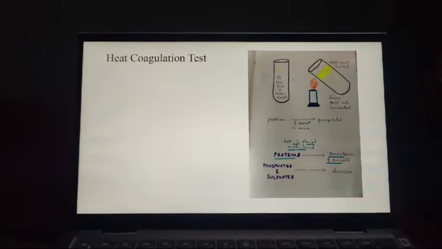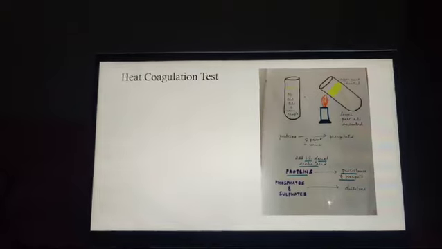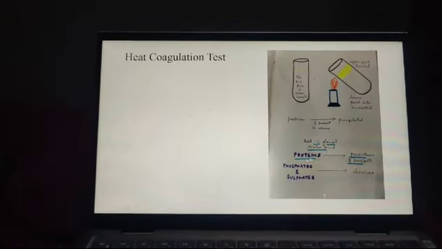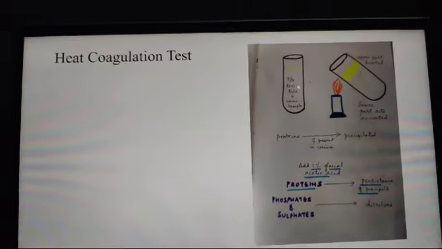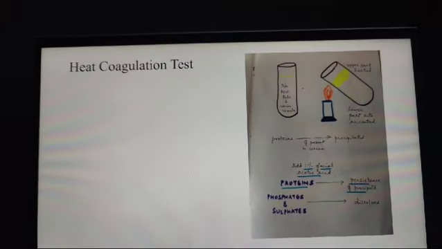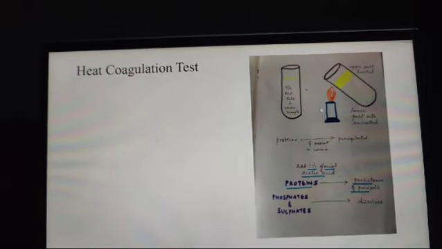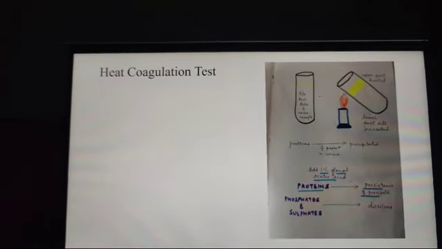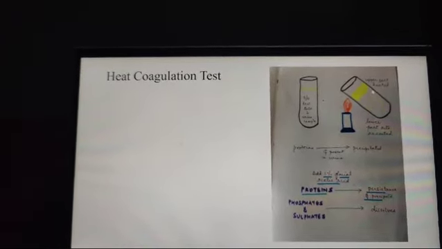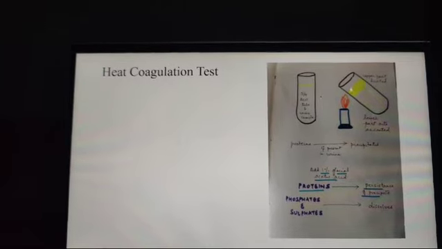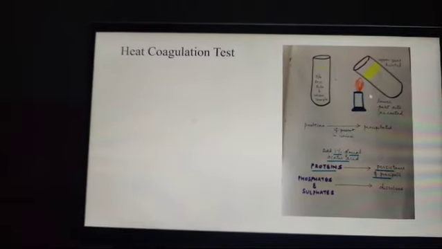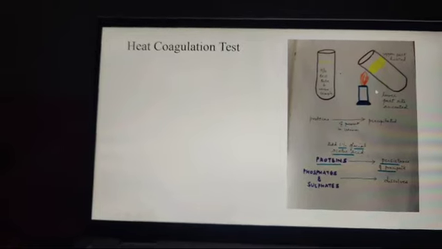The first one will be asked in detail. It is called the heat coagulation test, where three-fourths of the test tube is filled with urine sample. You have to heat it, only the upper part. The lower part acts as the control. This is the most frequently asked question by the examiner. Why is only the upper part heated? So you have to tell that the lower part acts as control.